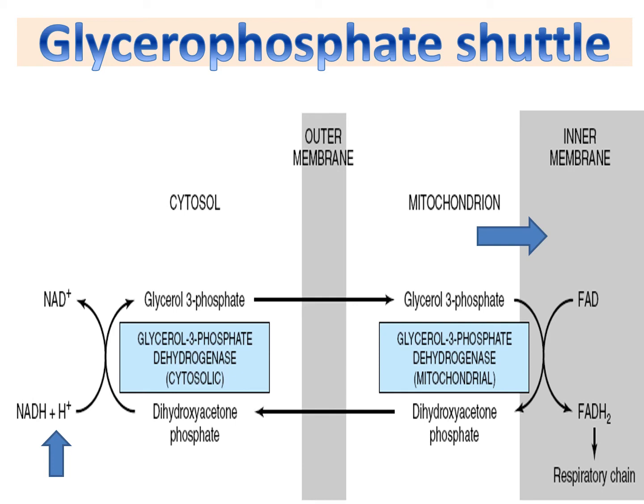In the glycerophosphate shuttle, this NADH is oxidized by a reaction catalyzed by glycerol 3-phosphate dehydrogenase, which converts dihydroxyacetone phosphate into glycerol 3-phosphate. In this reaction, the NADH loses its hydrogen and is oxidized. This hydrogen is taken by dihydroxyacetone phosphate and it is converted into glycerol 3-phosphate. Glycerol 3-phosphate can pass through the inner mitochondrial membrane.